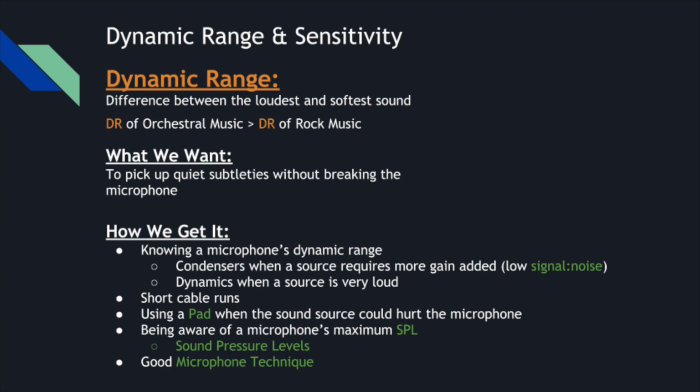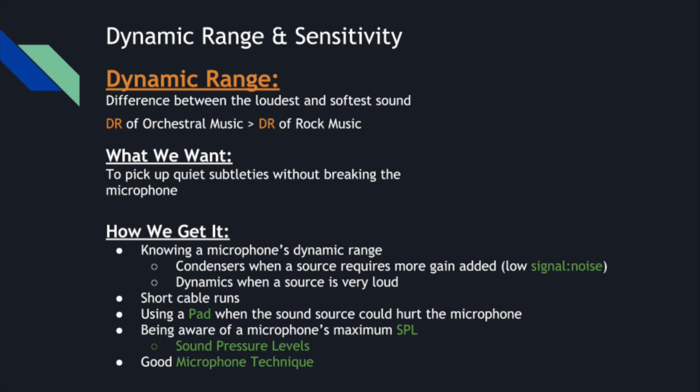Other things we want to do to avoid noise. I talked a little bit about signal to noise ratio. Your signal is your sound, and noise will come from the preamp or the microphone. You want to make sure that your signal is as much louder than your noise as it can be. Some ways to make sure that happens.